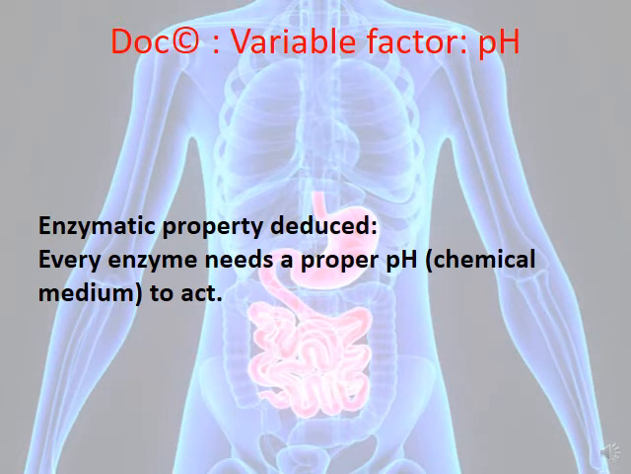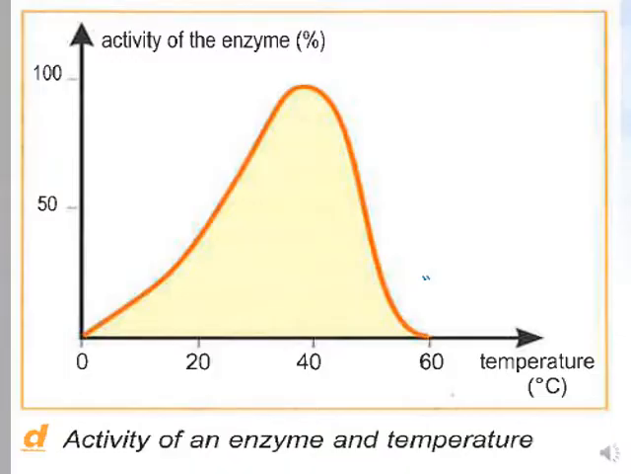So the enzymatic property deduced here is that every enzyme needs a proper pH medium, or a proper chemical medium, in order to act. So we have till now two properties for the enzyme. Every enzyme works at a specific substrate. Every enzyme works at a specific pH medium or a specific chemical medium. Let's move now to document D, action of the enzyme and the temperature.